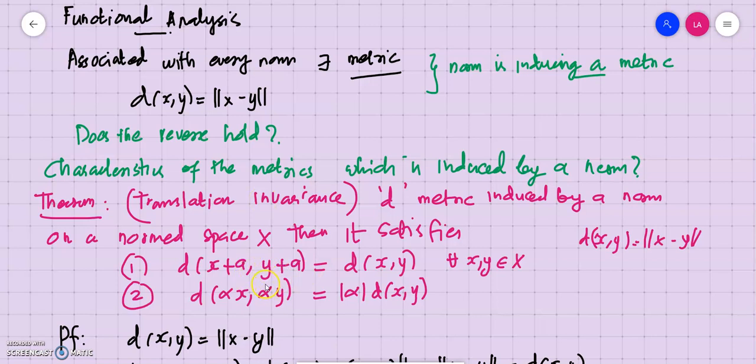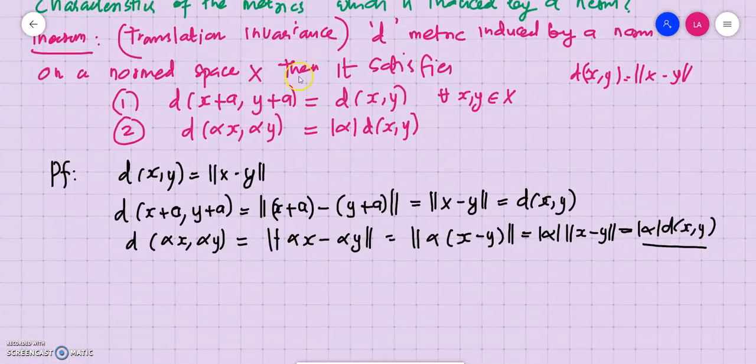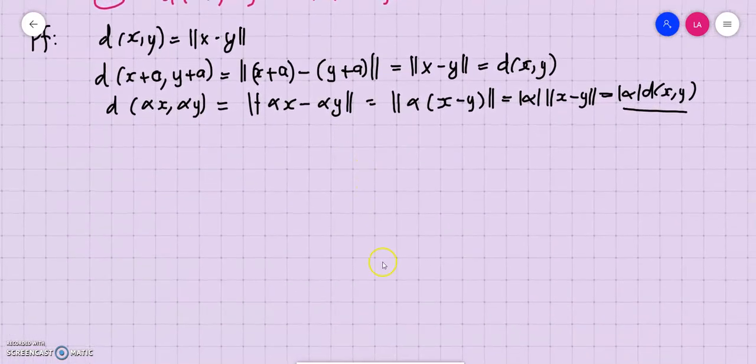That means that metric cannot be induced from a norm, because every metric induced from a norm should always satisfy the translation invariance property. So we are going to find a metric which does not satisfy this translation invariance property. From that argument, we can clearly say that not every metric can be induced from a norm. That is what we are going to prove.